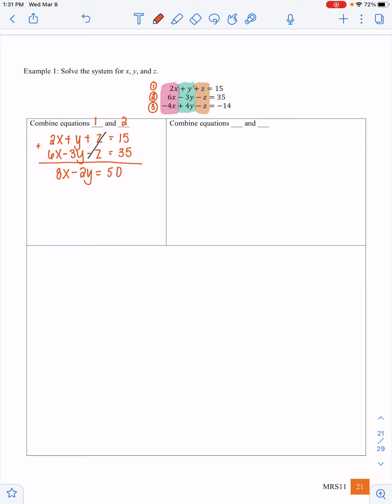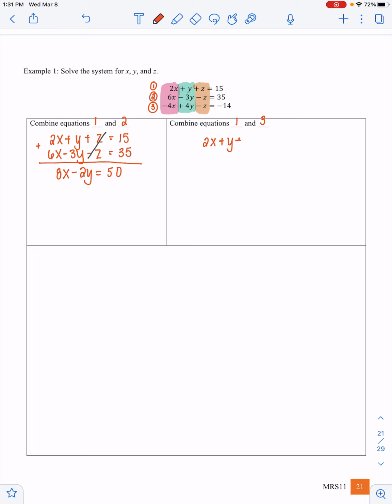All right. Let's take a look, see if you can figure out what other 2 equations I should combine. When you're ready, go ahead and unpause, and then I'll walk you through the next step. So if you picked equations 1 and 3, you are right. We cannot combine 2 and 3 because they are the same, right? We need opposite coefficients. So again, I'm going to copy down equations 1 and 3.